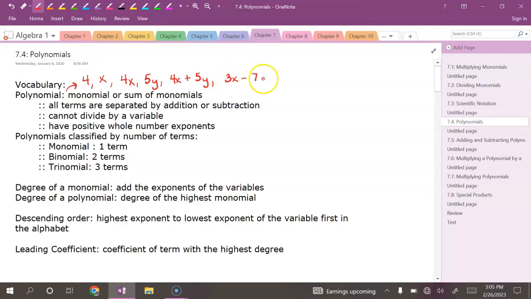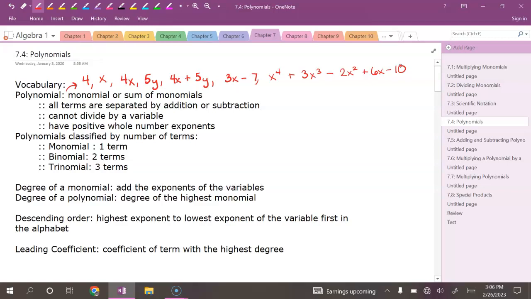I could even start getting into something a lot bigger, like x to the 4th plus 3x to the 3rd minus 2x squared plus 6x minus 10. That would also be considered a polynomial. And you can see how all I'm doing there is taking these smaller terms, these monomials, and combining them by putting plus signs and minus signs in between the individual terms. So all of your terms are separated by an addition or a subtraction sign.